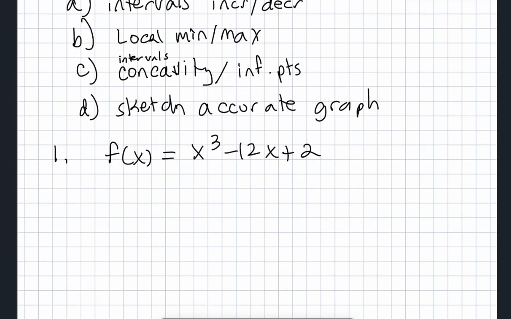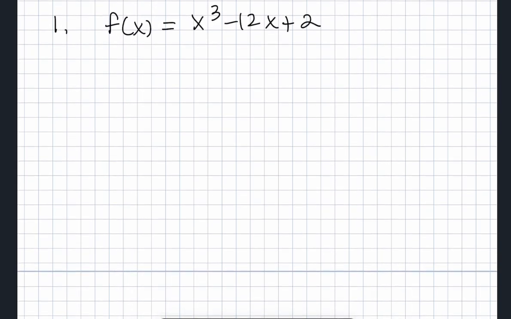When you're doing the analysis of a graph and looking at everything an accurate graph will entail, the first thing you should note is this is a polynomial. Its lead term is x cubed. So we should expect that the left end is going down and the right end is going up. That should not be anything new.